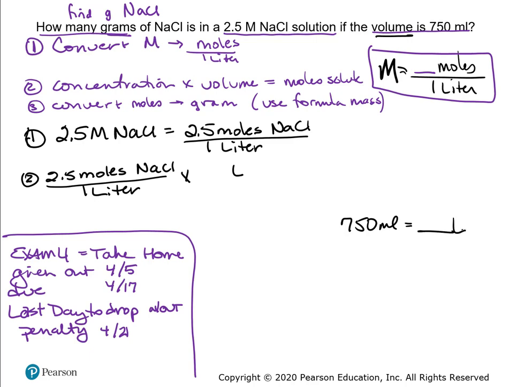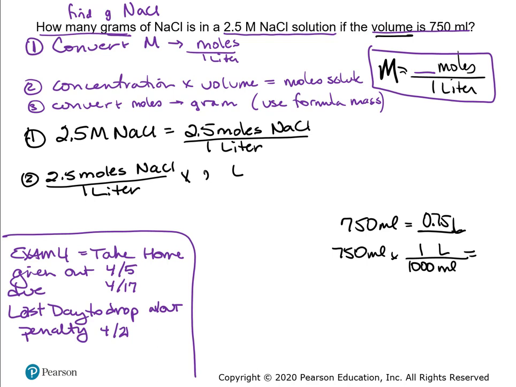So I need to know what it is in liters. So in setting it up, 750 ml times in a line. Remember that the unit you're given goes on the bottom, milliliters. The unit that I want is in liters. Milli always gets 1,000. So when you take 750, divide it by 1,000, you get 0.75.